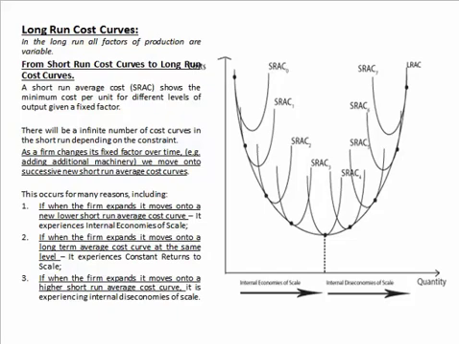If a firm expands and moves onto a higher short-run average cost curve, it experiences internal diseconomies of scale. These are three reasons which can account for the long run average cost curve, which is depicted in front of you, forming an aggregate representation of the short run average cost curves linked together.